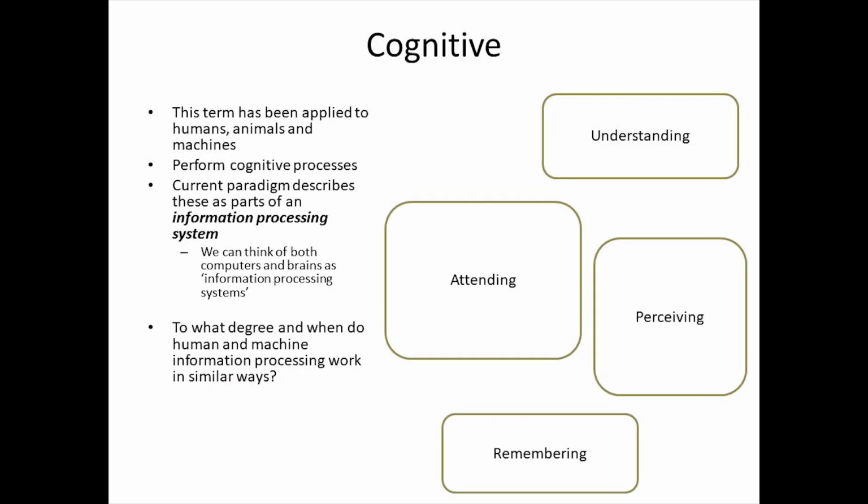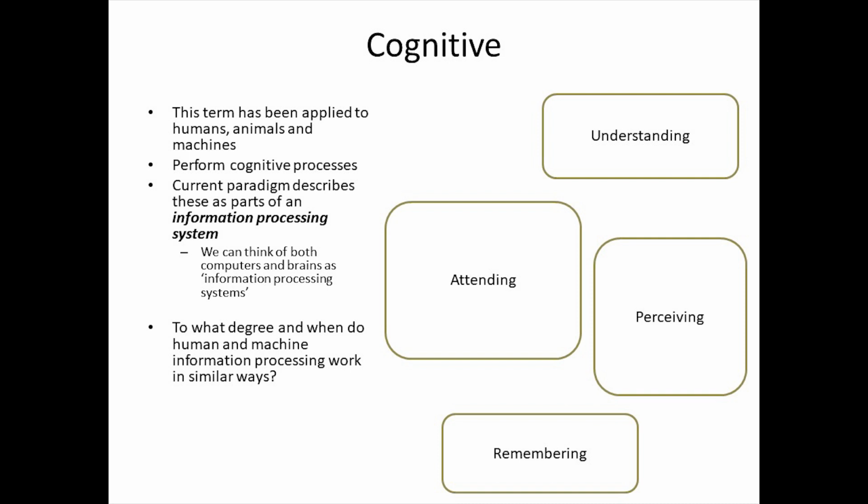Now, for the cognitive part, what we're interested in here is specifically larger scale functions of the way that the brain works. So attending: how do we choose what to focus on in our environment? Understanding: how do we reach cognitive understanding of situations that we're in? Perceiving: how do we interpret what we see? Remembering: how do we remember different aspects and where to be and when to be there?